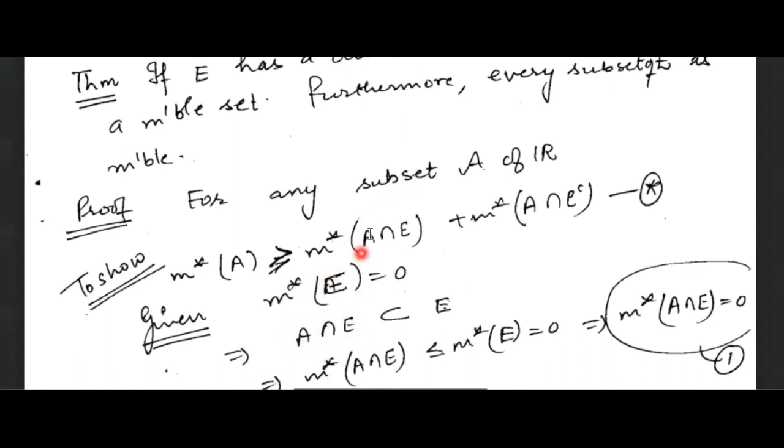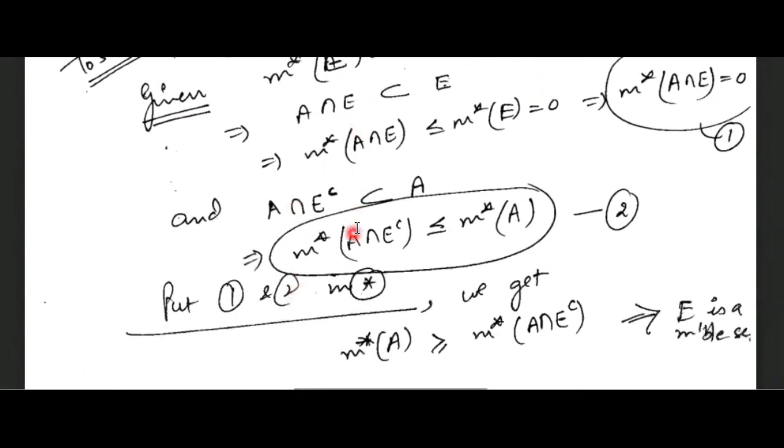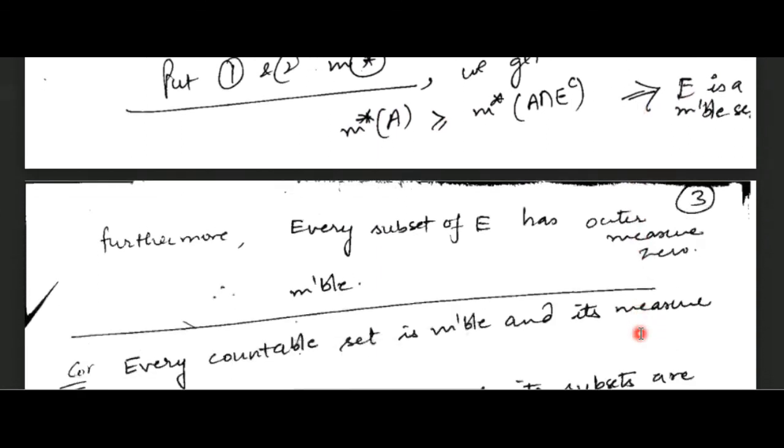So we can substitute 0 in the right hand side. Also A intersection E is a subset of A, so its measure will be less than or equal to the outer measure of A. When you combine these two, we have that the outer measure of A intersection E complement is less than or equal to the outer measure of A, which is the thing we want to prove. So this implies that E is a measurable set.